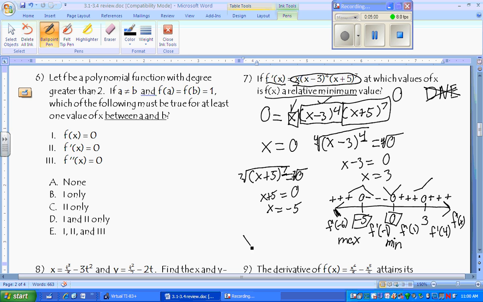So for our minimum, x is equal to 0. Yay, we have the answer. That's it. Okay.